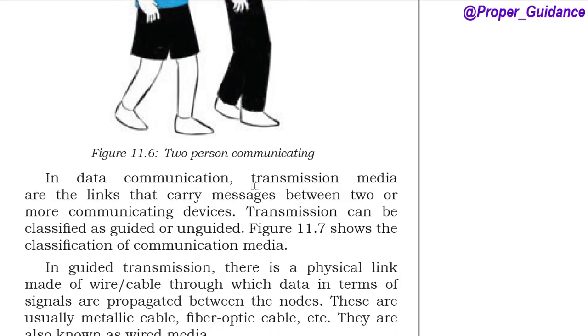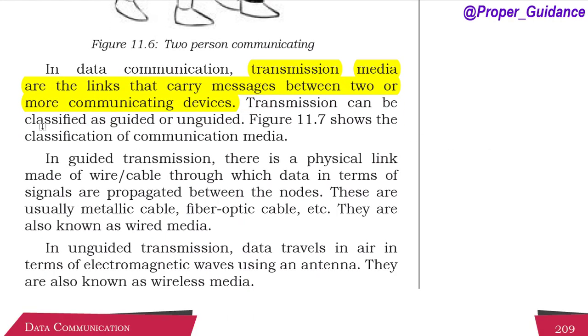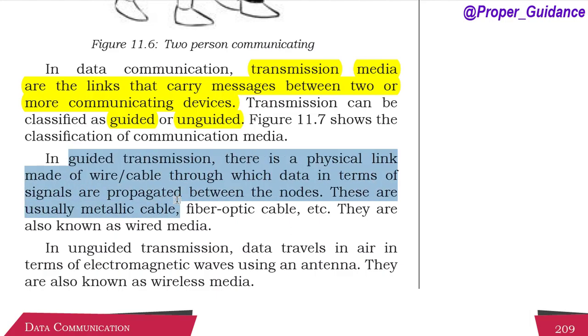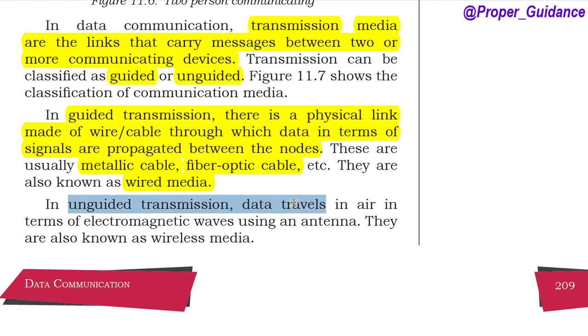In data communication, transmission media are the links that carry messages between two or more communicating devices, and they can be of two types. One is guided, another one is unguided. In guided transmission, there is a physical link made of fiber cable through which data in terms of signals are propagated between the nodes. These are usually metallic cable, fiber optic cable, etc. They are known as wired media. In unguided transmission, data travels in air in terms of electromagnetic waves using an antenna. They are also known as wireless media.